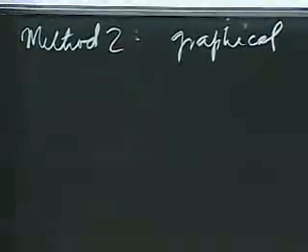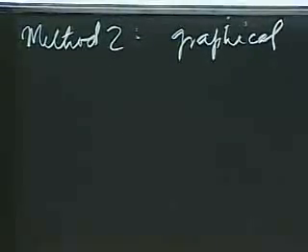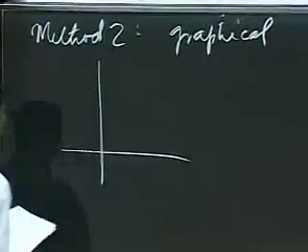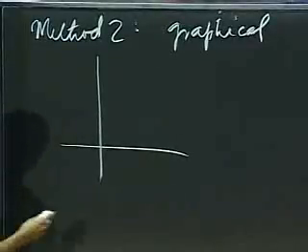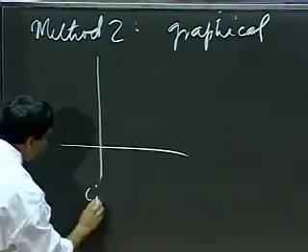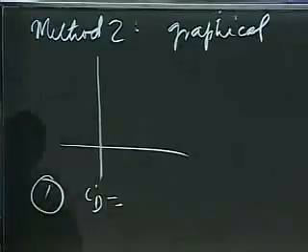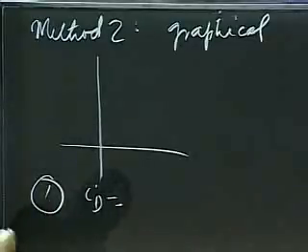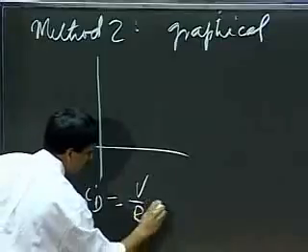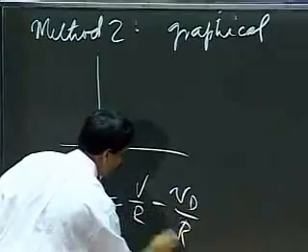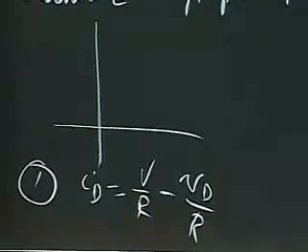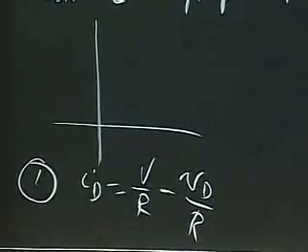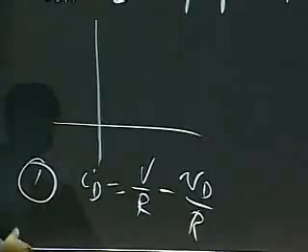So graphically, all I'm really going to do is solve those two equations graphically. So I'm going to plot equation 1. Let me rewrite equation 1 as follows. ID is V by R minus VD divided by R.